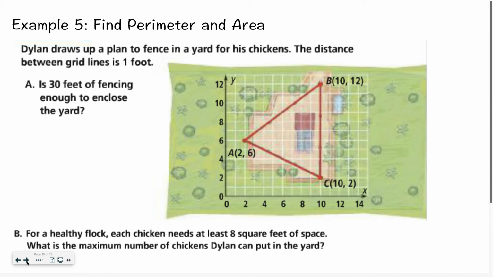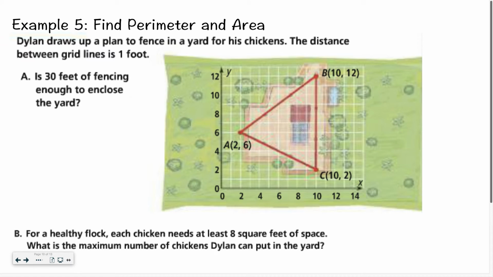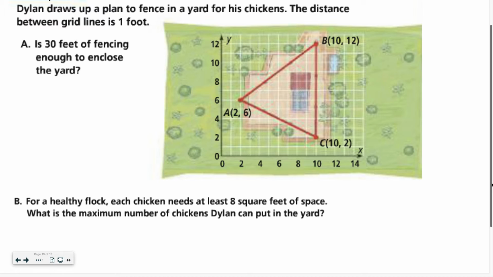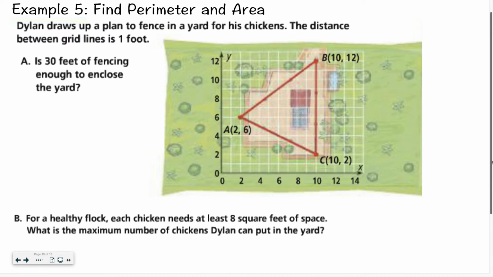Okay, example 5. So I'm not going to go through and actually solve this. I just want to talk you through how you would solve it. So if we look at this example, we're talking about finding perimeter and area. So Dylan draws up a plan to fence in a yard for his chickens. The distance between grid lines is 1 foot. So we want to know, is 30 feet of fencing enough to enclose the yard?